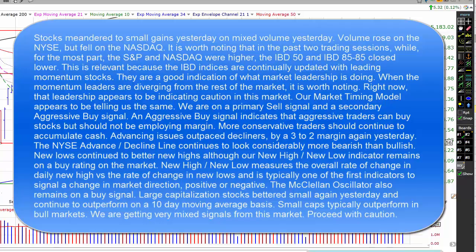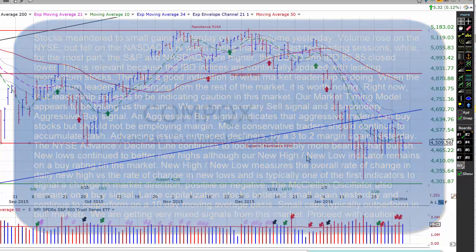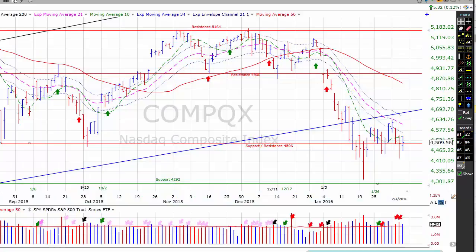Large capitalization stocks bettered small again yesterday and continue to outperform on a 10-day moving average basis. Small caps typically outperform in bull markets. We're getting very mixed signals from the market. Proceed with caution here. Okay, yesterday, the NASDAQ was up 5.32 points or 0.12%.